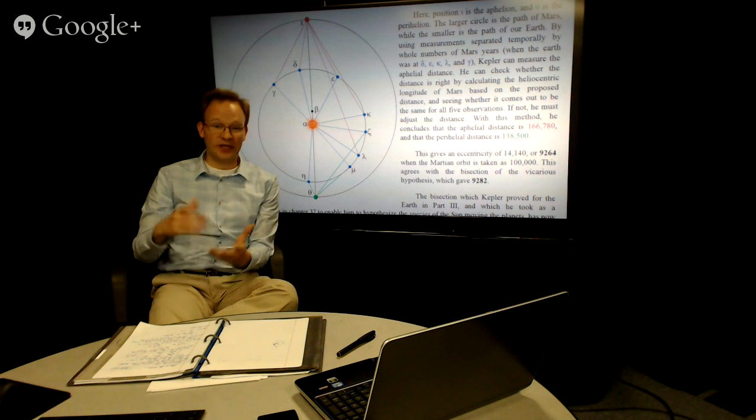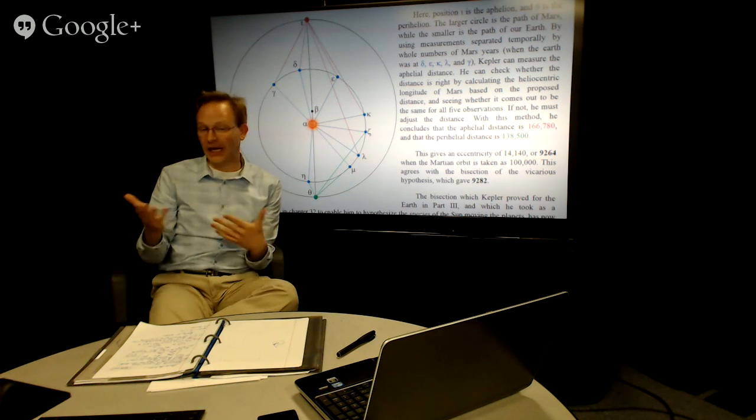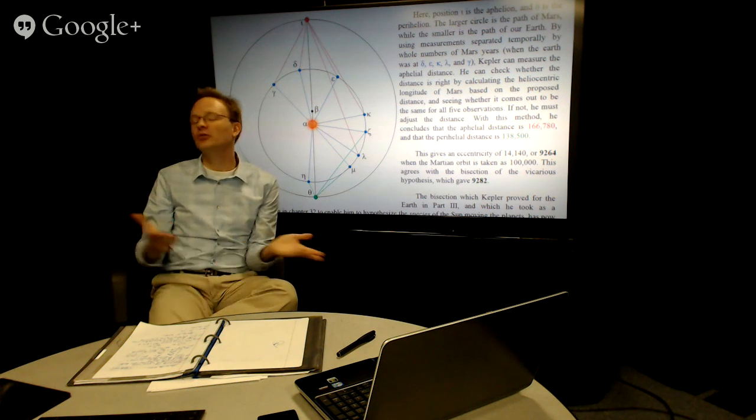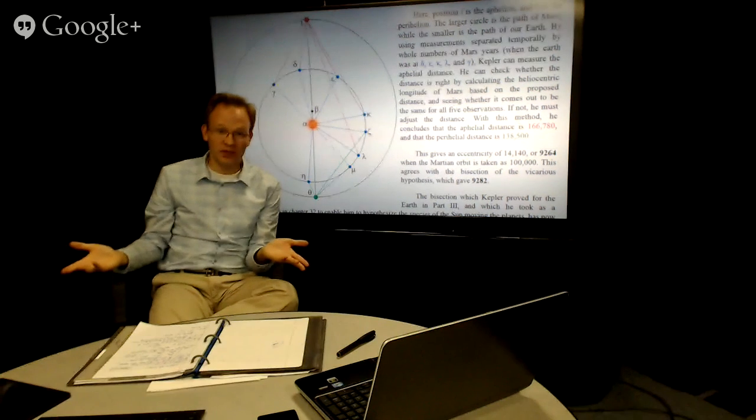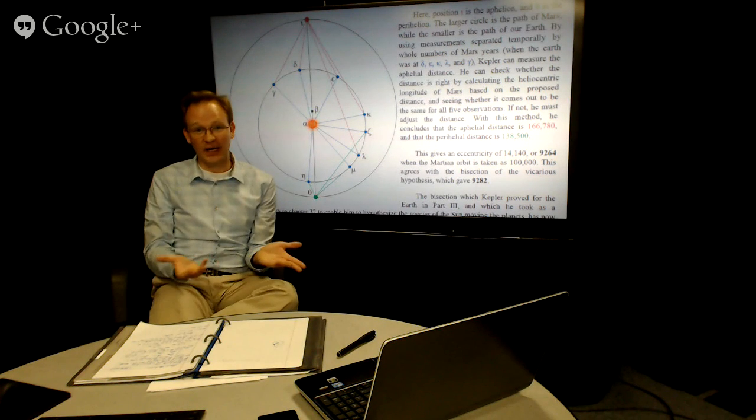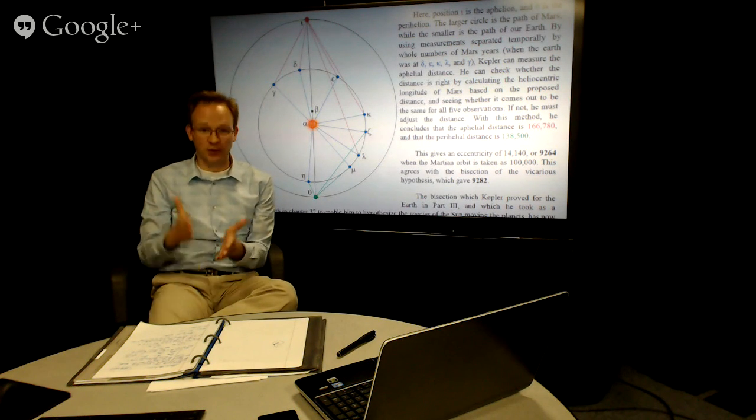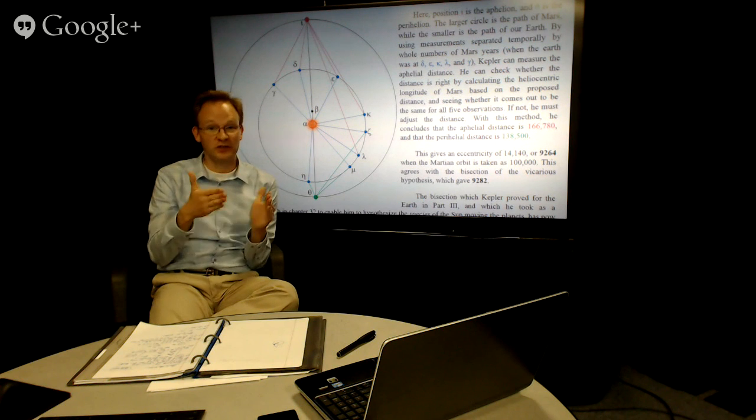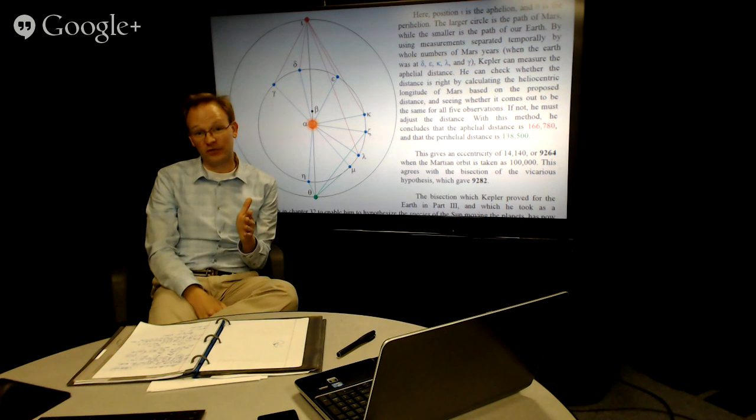Also, using the latitudes, which he used to disprove the vicarious hypothesis, he knew that the eccentricity was somewhere between 8,000 and 9943. That's a huge range. It means he doesn't really know what it is. And he's not going to count on this bisection. That's indirect. We've got to very directly measure the eccentricity. And he has not done this before.